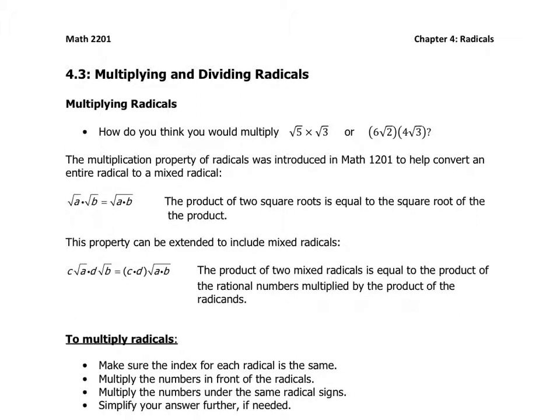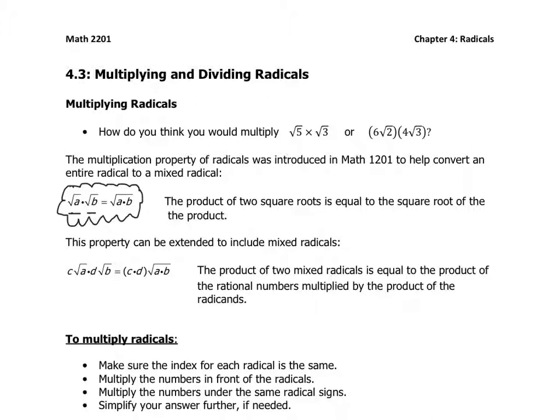Section 4.3 is on multiplying and dividing radicals. For multiplying and dividing radicals, we have to use the property we learned in grade 10, which was the square root of two, well, any root for that matter, individual roots multiplied by each other. You can put them both under one radical sign if the two individual roots have the same radical sign.